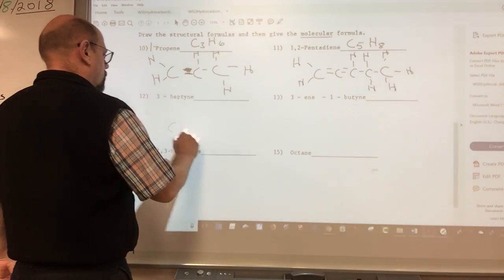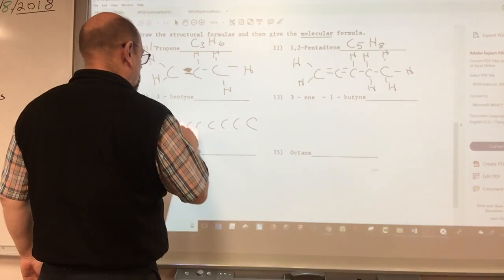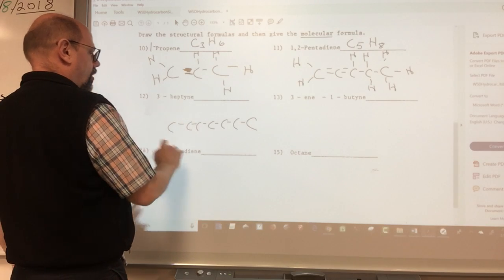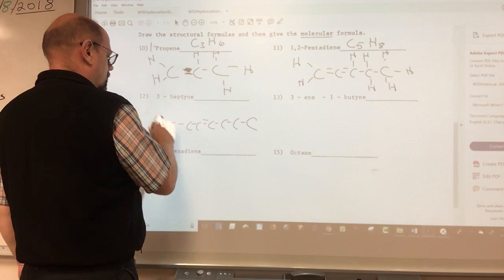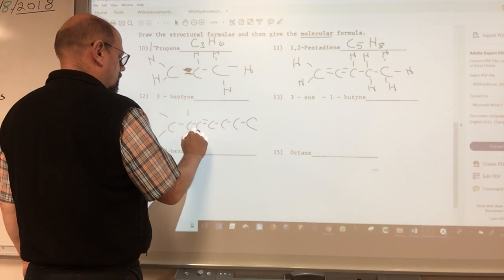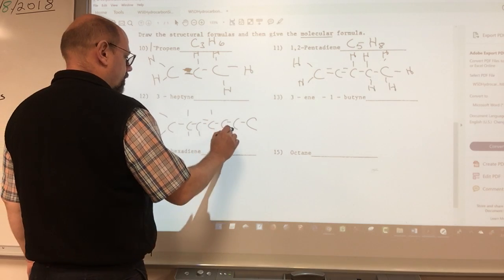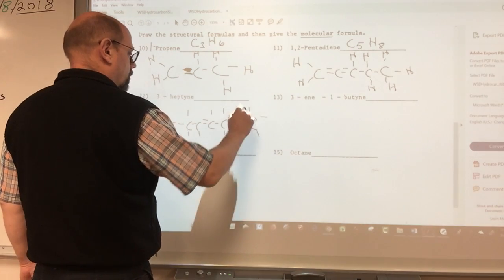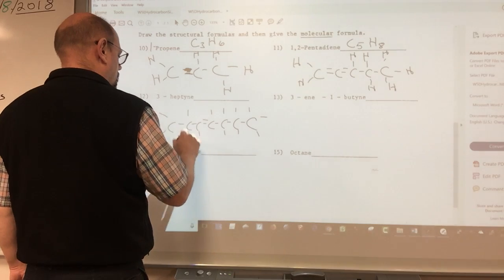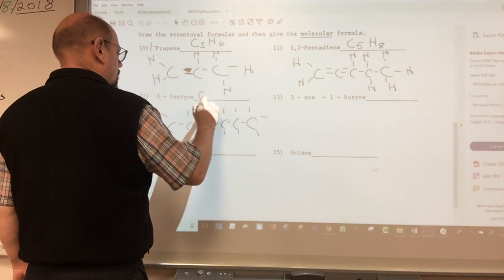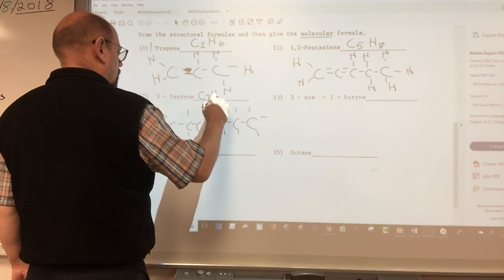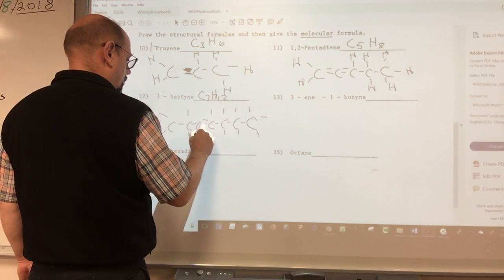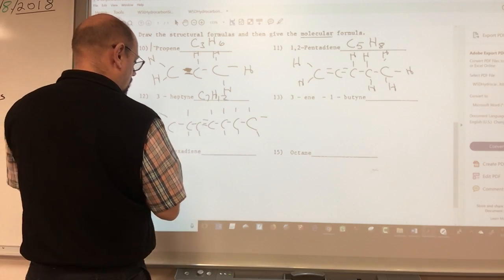Okay, heptyne is 1, 2, 3, 4, 5, 6, 7. Okay, double bond after the third carbon. So this has room for 2, this has room for 2, this has only room for 1, that has room for 1, this has room for 2, 2, and then 3. 1, 2, 3, 4, 5, 6, 7, 8, 9, 10, 11, 12. C7H12. Oops, and it's a triple bond, that's why. So that's going to actually goof this up.